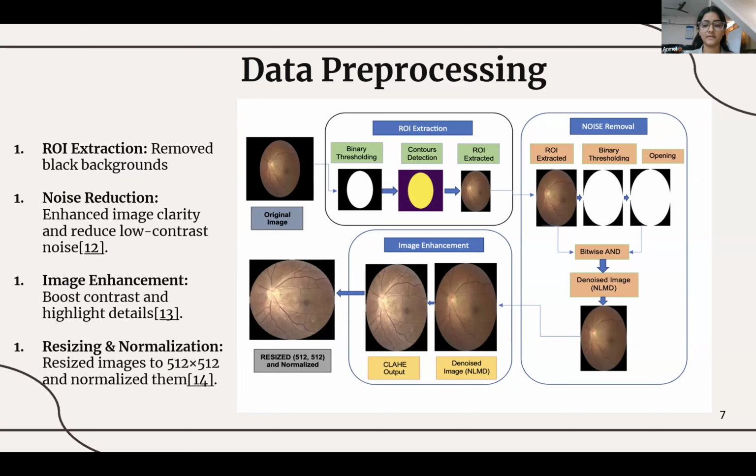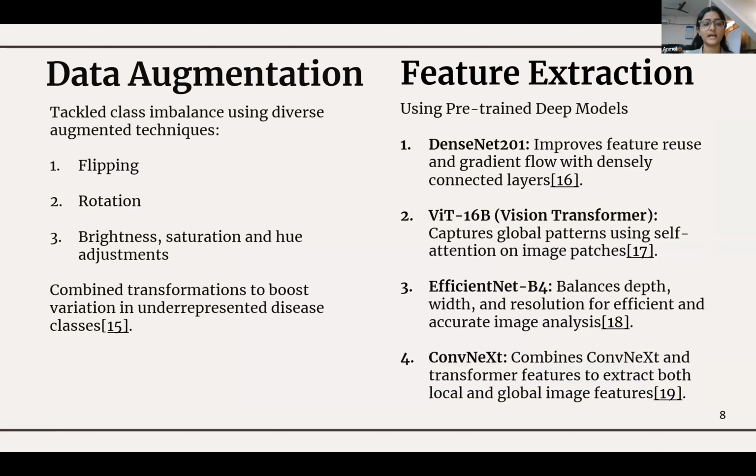Now, to address this class imbalance, especially in classes like myopia and hypertensive retinopathy, we experimented with many data augmentation techniques such as flipping, rotation, brightness, saturation, and hue adjustments. This helped us improve both robustness and reduced overfitting in underrepresented classes. Now, for classification, we experimented with 4 state-of-the-art deep learning models, which were DenseNet 201, ViT-16B, EfficientNet B4, and ConvNeXt, the last of which delivered us the best results.